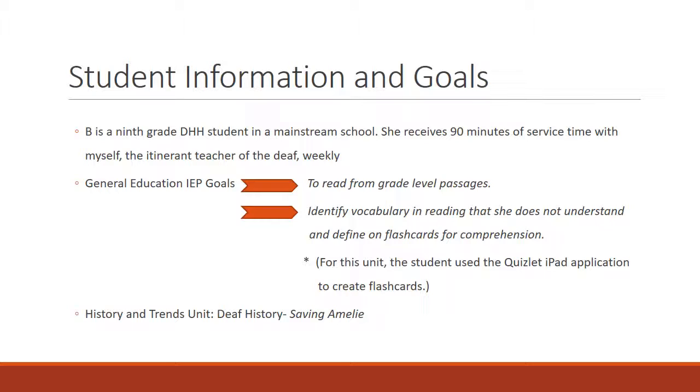So her goals are to read from grade level passages, which is what we're addressing with this novel, and she's going to be identifying vocabulary in her reading that she does not understand and define those words on flashcards for comprehension. So I didn't write this goal, however we do need to address it since it's on her IEP, so I'm going to kick it up a notch. For lack of better term, I am going to have her use Quizlet, which is an iPad application, to create those flashcards so she can review it at any time on her smartphone and have it at her convenience. And then at the bottom here is our title of the unit, which is Deaf History, Saving Emily.